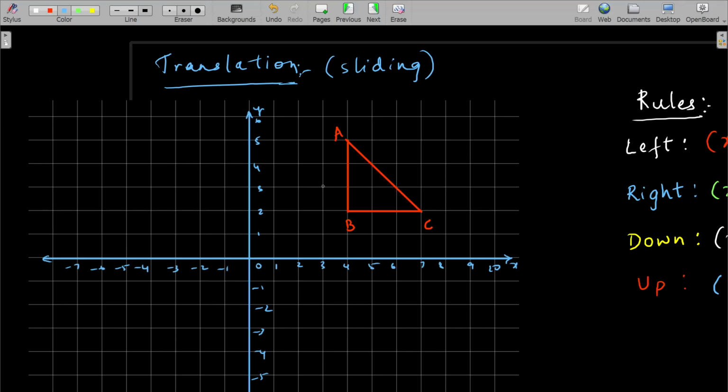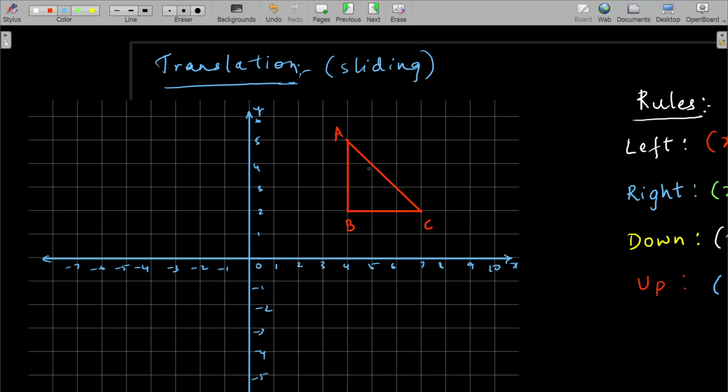In the last video, we saw the 4 different types of transformations and we did some practice problems on identifying which transformation was used. Now we are going to study each of the 4 transformations one by one and we will practice some questions on each of the transformations.